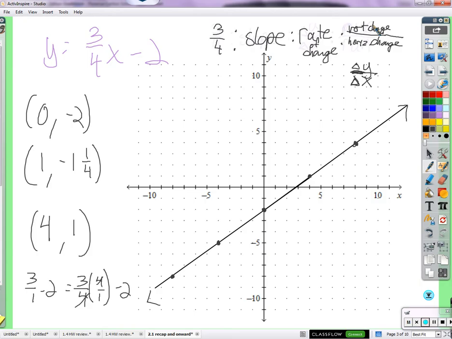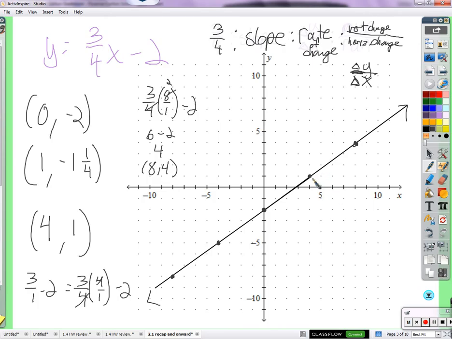How did you get 8, 4? How did I get 8, 4? Well, we could just plug in 8. It's 2, 6, minus 2, 4, so 8, 4. Oh, so you can just do that.